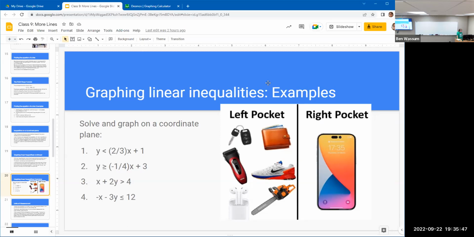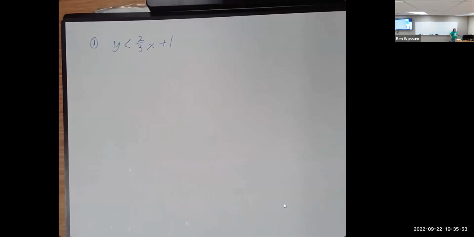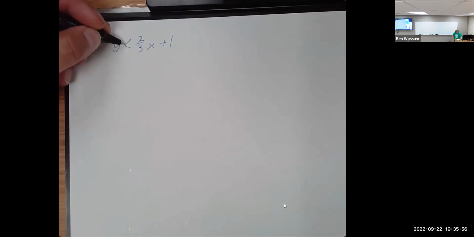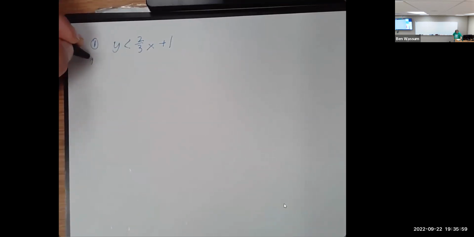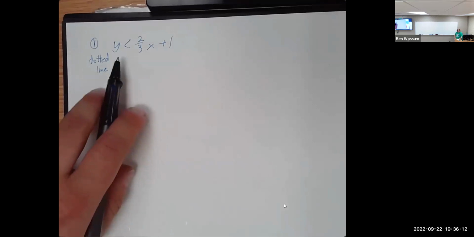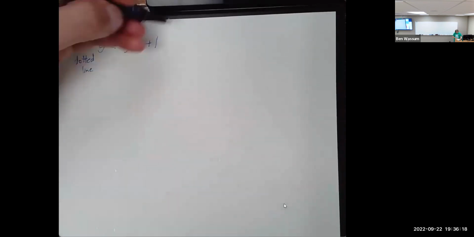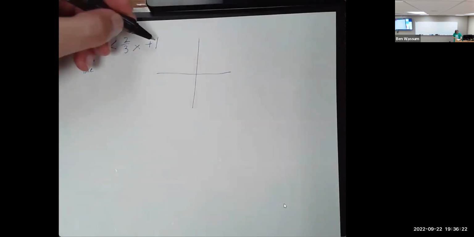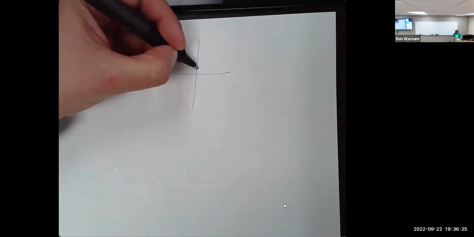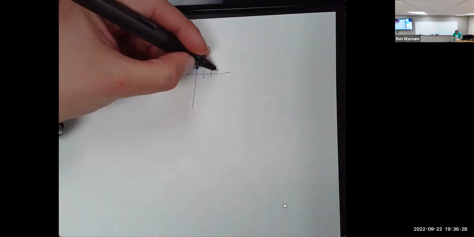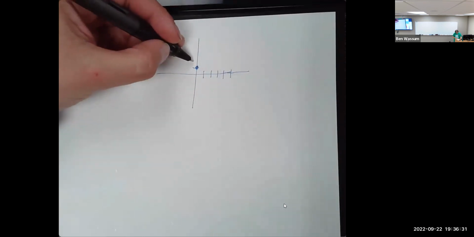Switch over to the document camera here. So we have that. Now, the first thing I'm noticing is that we have a less than symbol. The less than symbol means that we're going to have a dotted line. So we know that. Everything else, we'll just kind of figure out, right? Now, again, we're just going to graph this as if it was any other line, okay? So what we're going to do, start with our y-intercept. And then we're going to move in accordance to our slope.